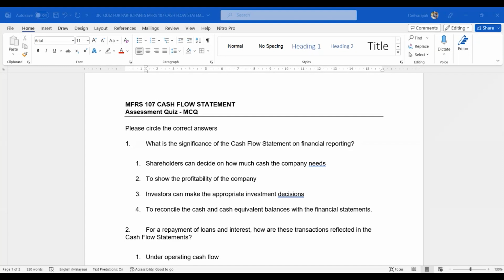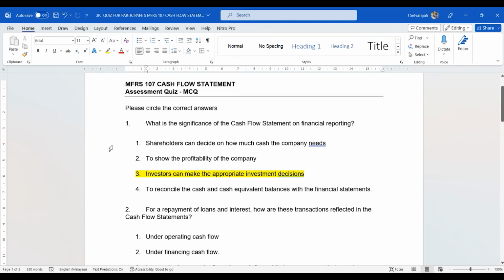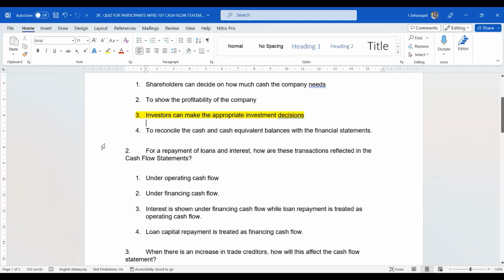Okay. Now I will also mark the correct answer here so that you can see the correct answer, the most accurate answer. Now, let's go on to the next one.